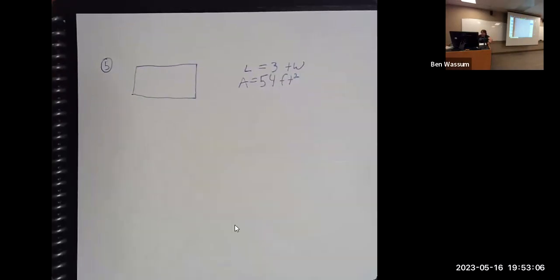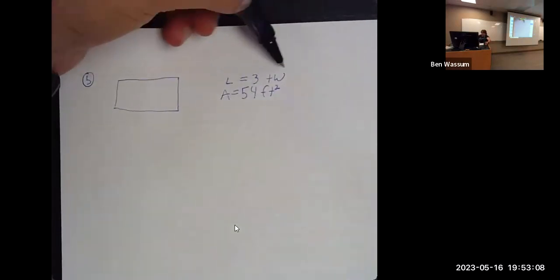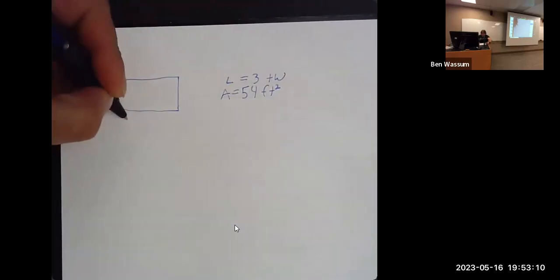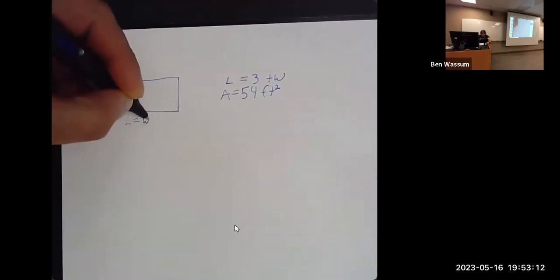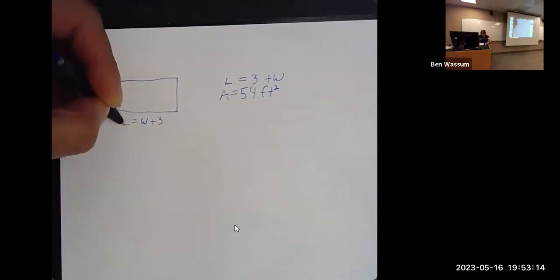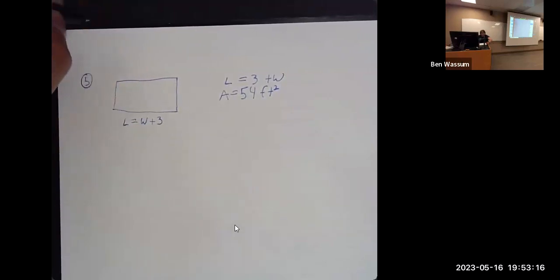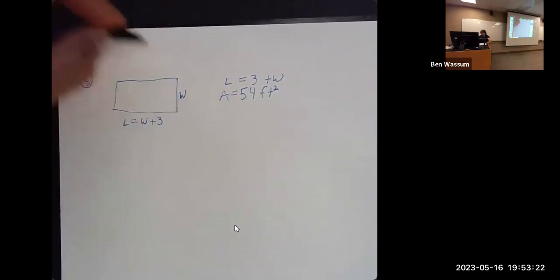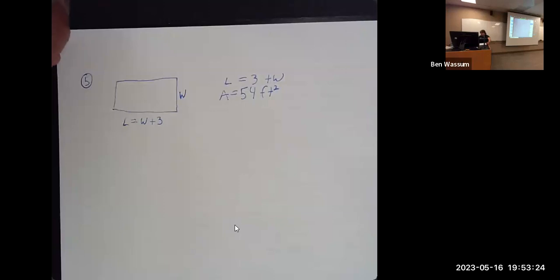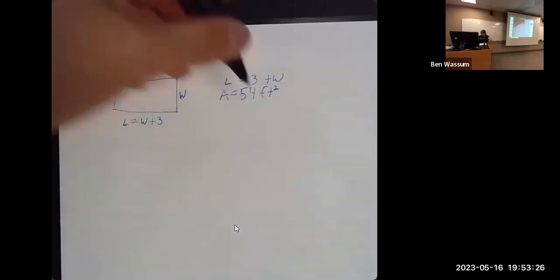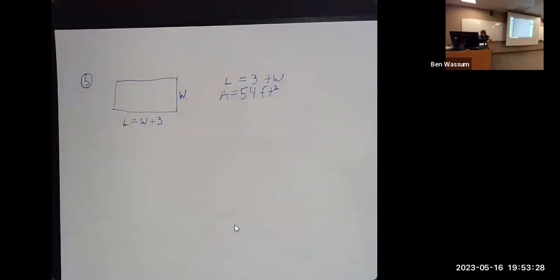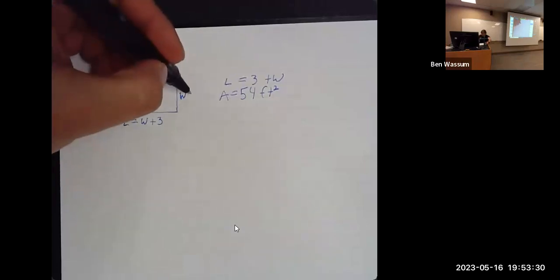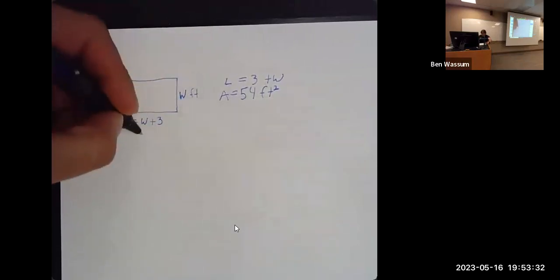So I wrote it out this way. The length is 3 more than the width. I prefer W plus 3. I don't know about you, but it looks better to me. Doesn't matter, but we don't know anything about the width, so we're just going to put a W. And it gave us the area is 54 square feet. So we know that the width is in feet and the length is in feet.